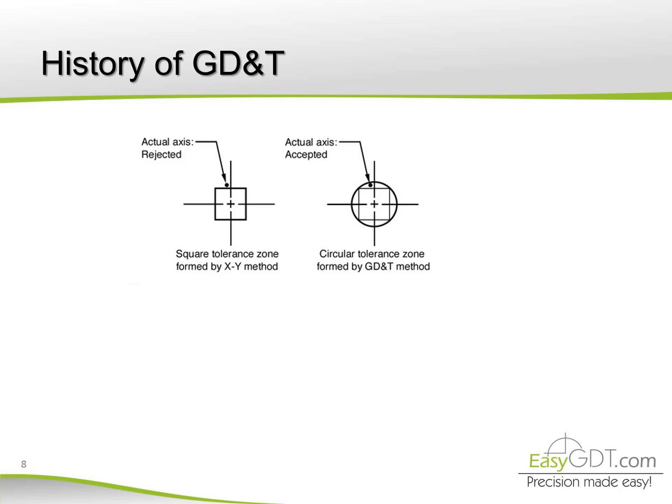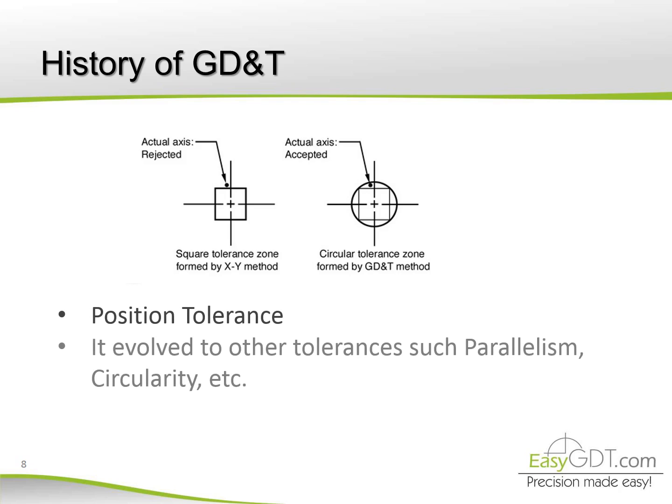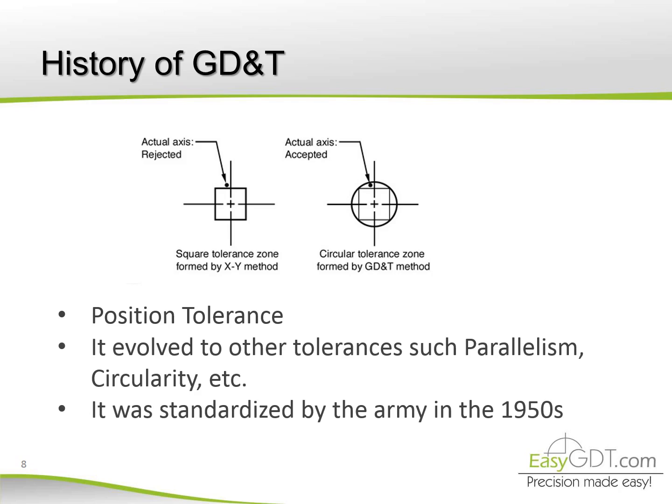After a deep analysis, it was found that the reason for these rejections was the shape of the area of acceptance, which was a square shape when by functionality it should be circular. This is how the tolerance of position was born. Then it evolved to other tolerances as parallelism, circularity, etc. After that, the Army standardized it in the 1950s.